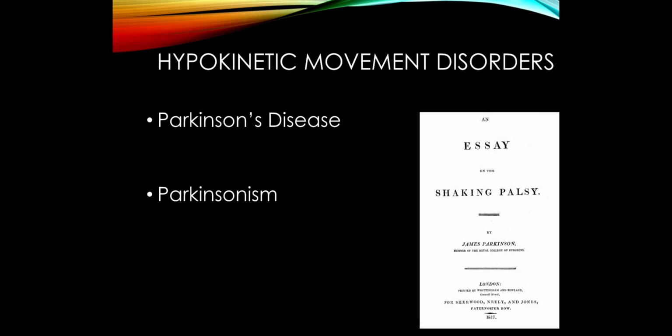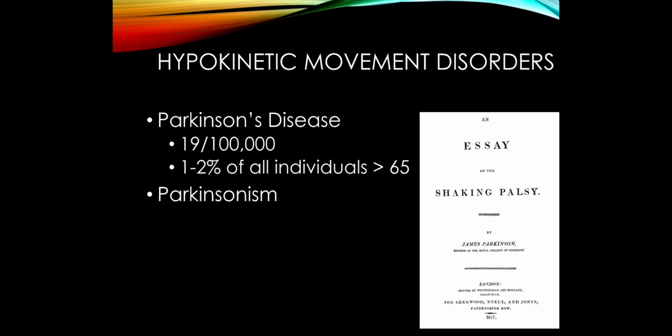All right, so here is the original essay on the shaking palsy by James Parkinson in 1817. And so we can see overall incidence is about 19 per 100,000. 1 to 2% of all individuals over the age of 65.